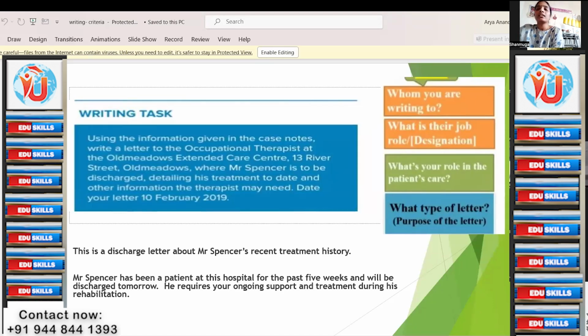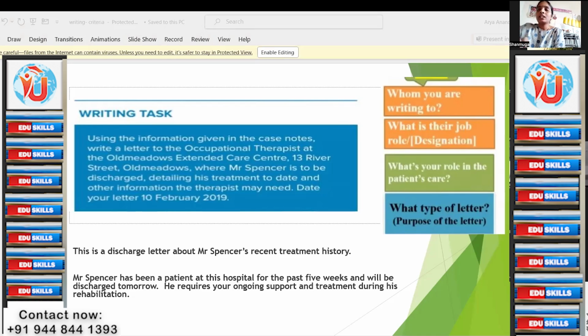They didn't mention it here, because we have to read it from the case note. They have mentioned detailed treatment data and other information to the therapist. Here we just know what type of letter it is. We don't know why we are referring this patient. So we have to read from the case note. So this is a discharge letter about Mr. Spencer's recent treatment history. What is that recent treatment history? We don't know from the writing task, so we have to look into the case note so that we can get the information.